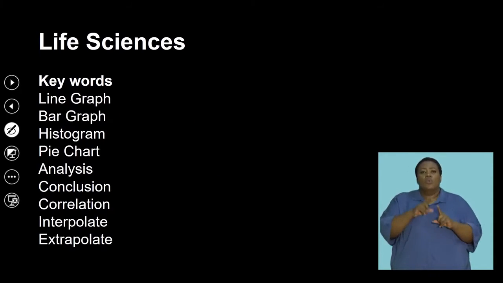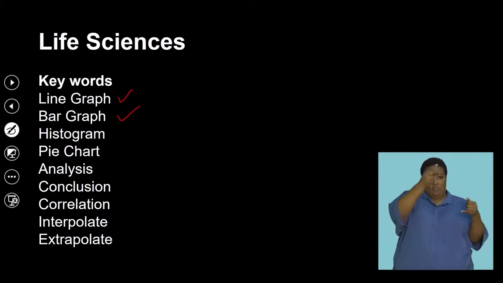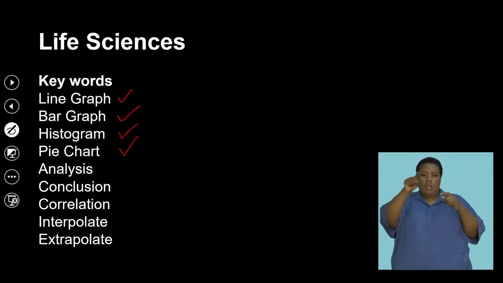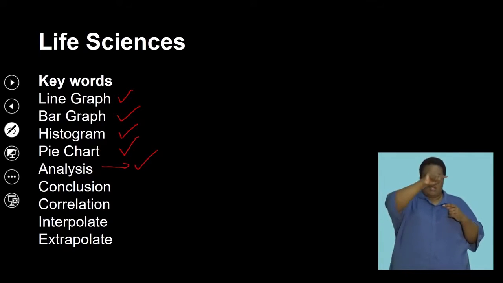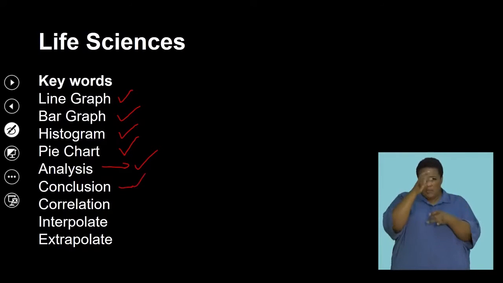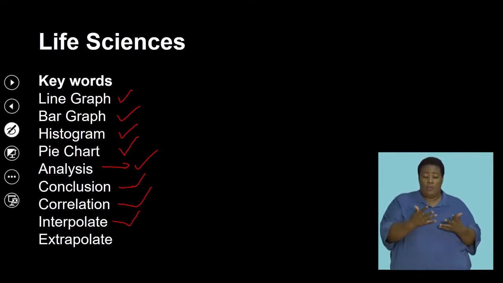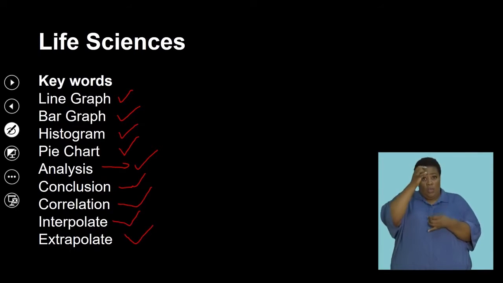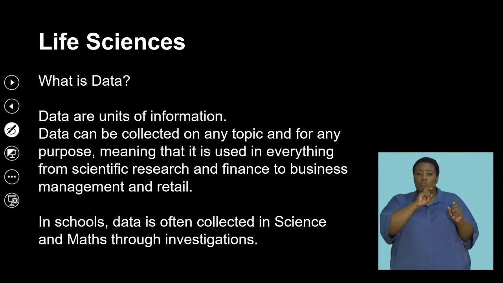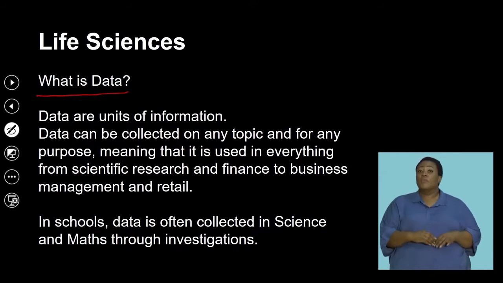We also need to look at how data is represented using line graphs, a bar graph, a histogram, pie charts, how that information is analyzed, how conclusions are drawn, to look at the relationship between variables, the concepts of interpolating and extrapolating information. So those are key words that will be used in our lesson today. So let's try and understand what is data.